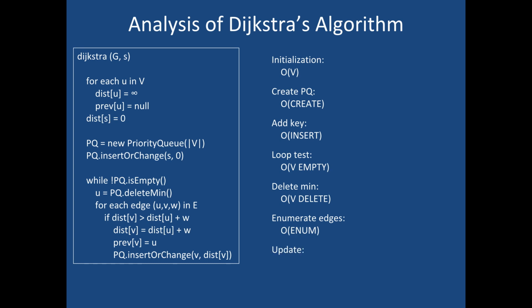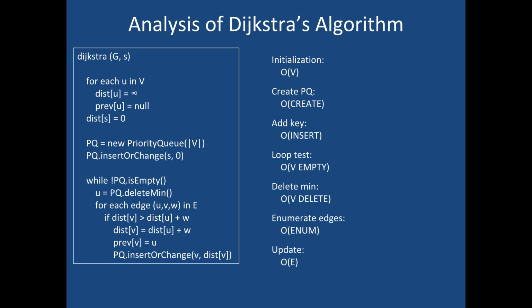And how many times are we doing the update operation? This part right here: if distance of v is greater than distance of u plus w, and then the two lines that follow. What would be the worst case for how many times you update? When you update, you're using an edge to do an update. Yeah? O of E.